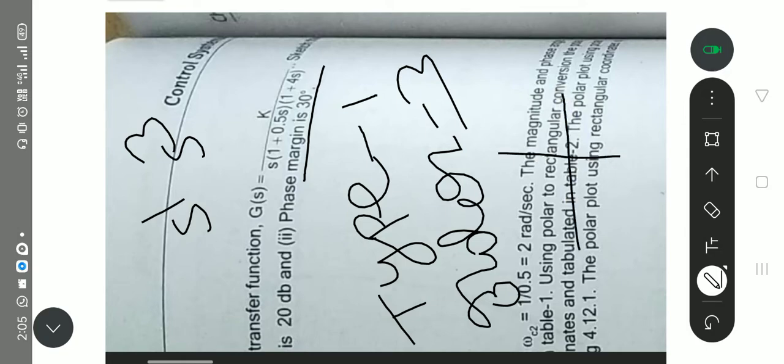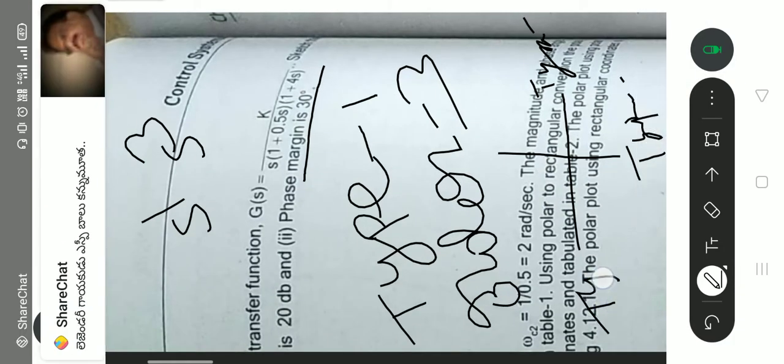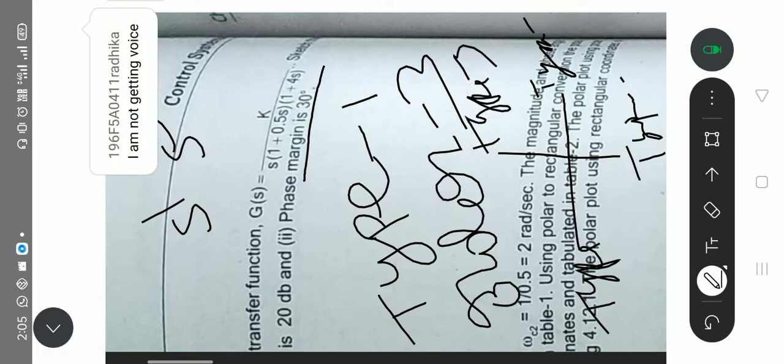Okay, this is type 0, 1, 2 and type 3. Order, how can you take it? How can you take order?